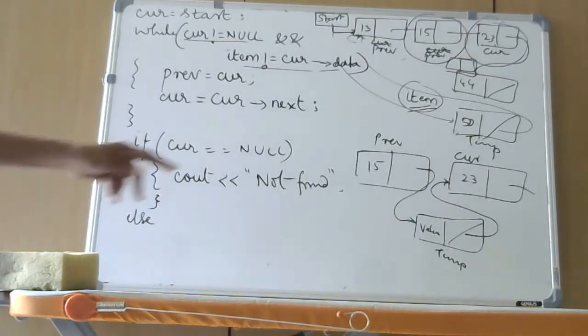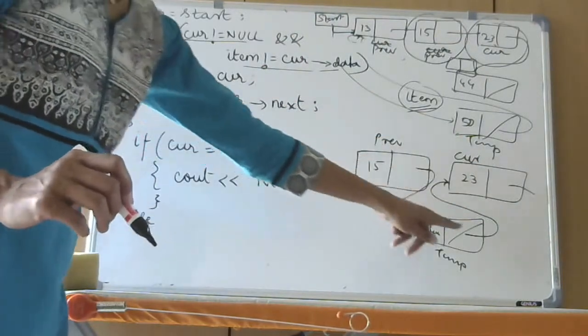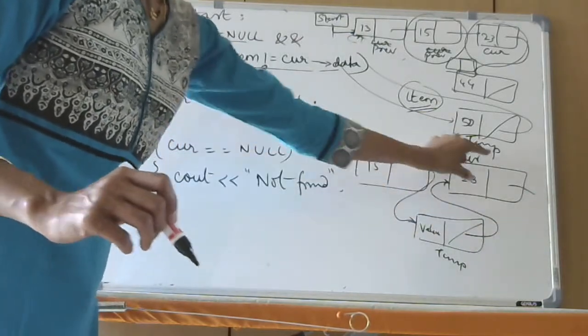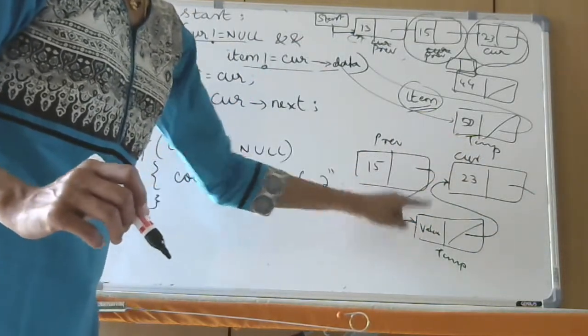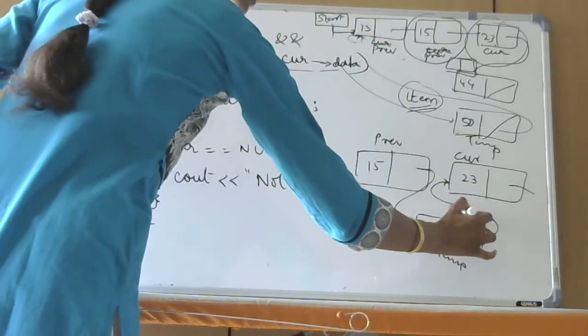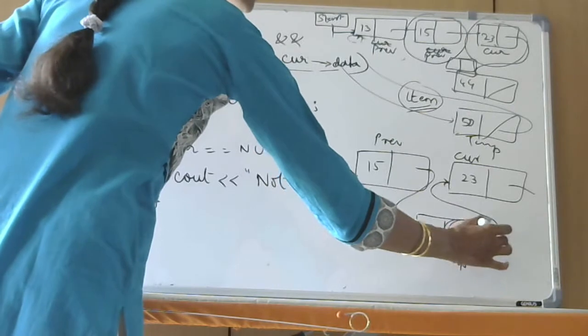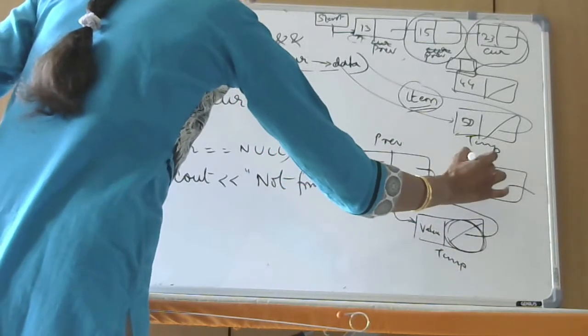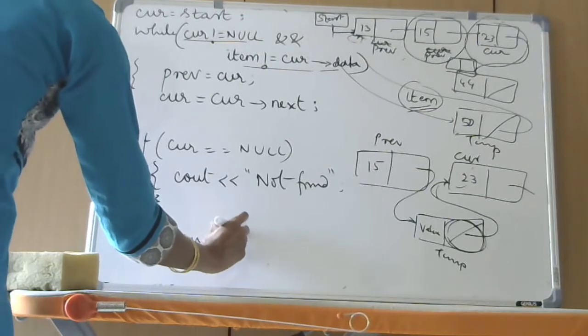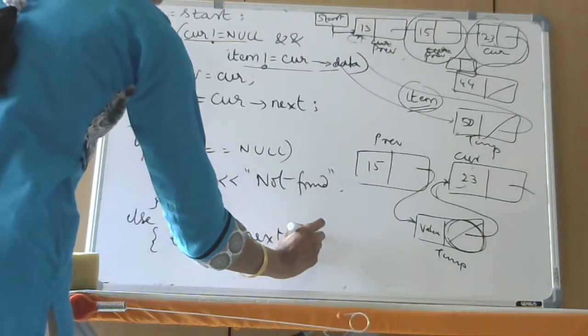So when item equals current of data, this is what happens. I have to link this to this current. This is my previous, this is the current. This will come here. How can I code that? Temp of next. How do you access this? This is nothing but temp of next. Temp of next should go to, what is this? Current. So I will write temp of next will become equal to current.